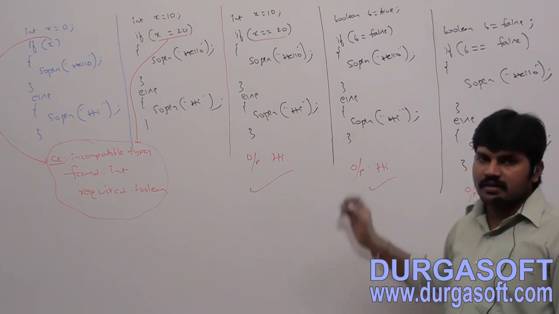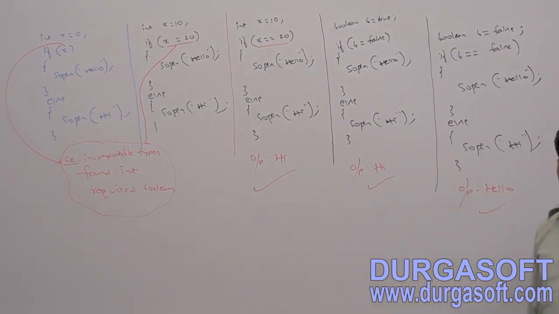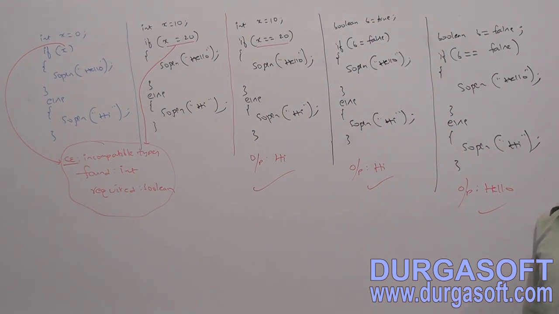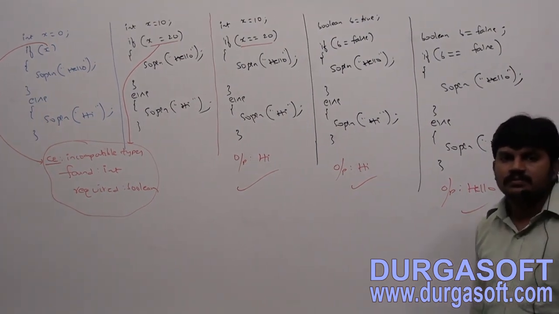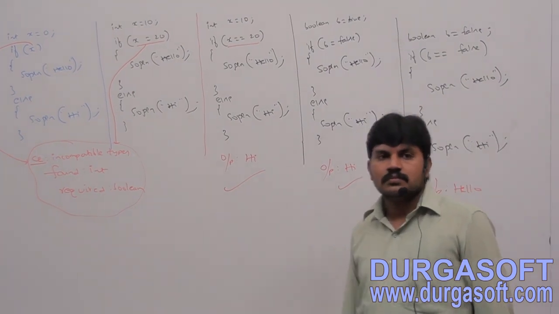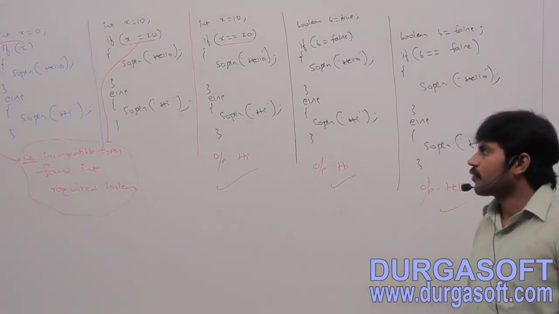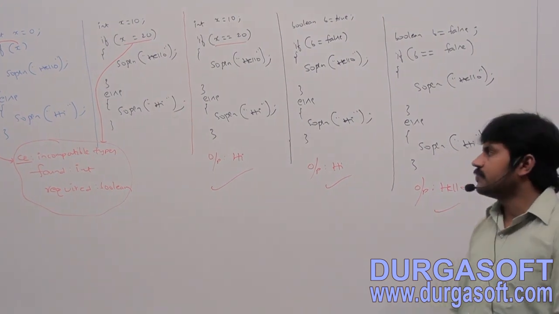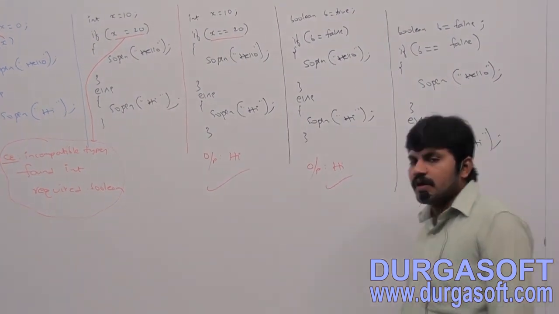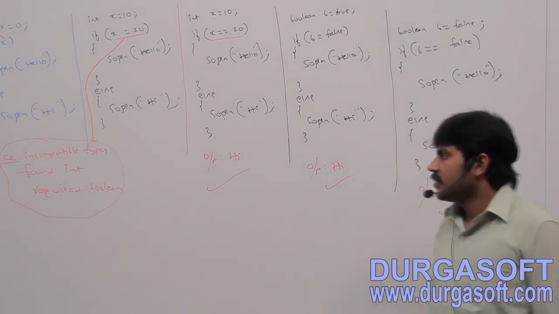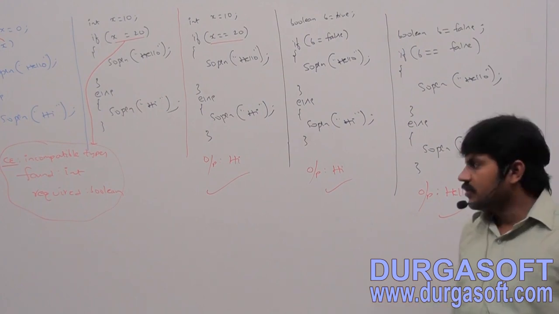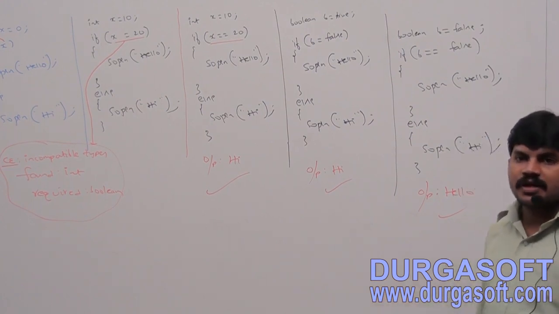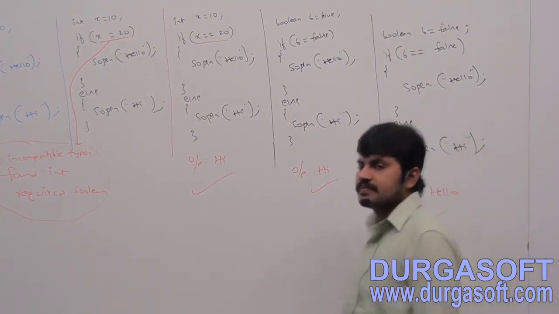Take all. Take the first one, second, third. Int x is equal to 10. If of x, SOP of hello, else SOP of hi. Next, the compiler is going to give incompatible types: found int, required boolean.